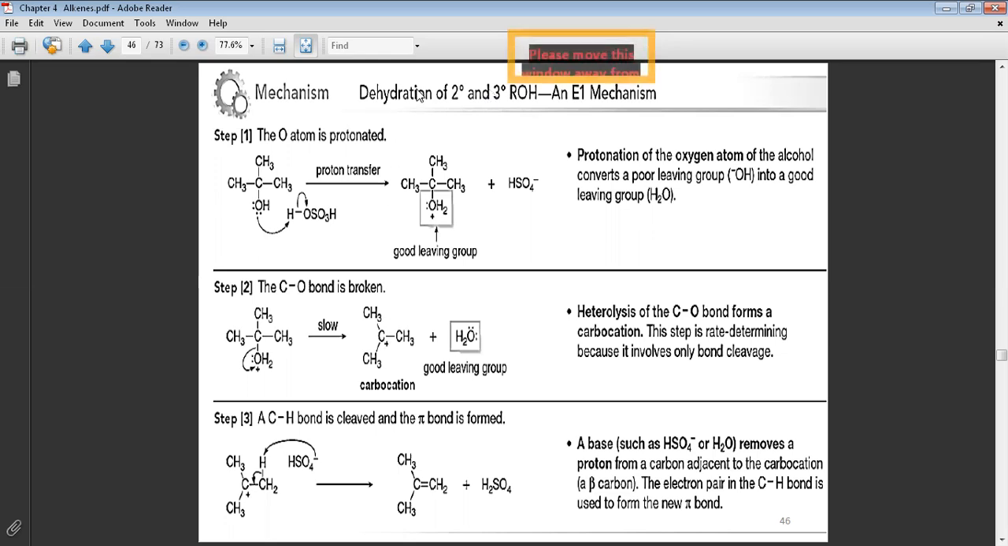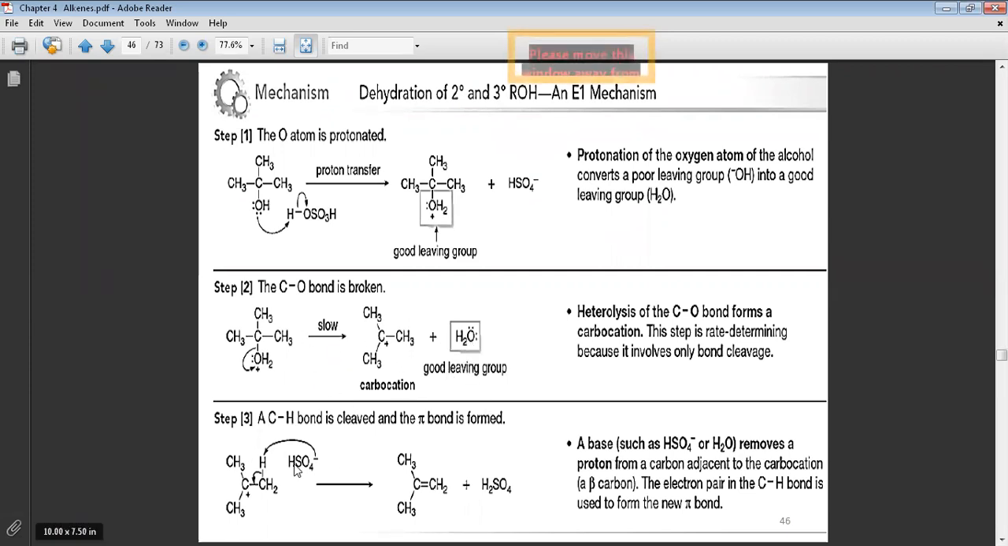A primary alcohol does not give you a stable carbocation. It will give you a primary carbocation, which is not stable. That means for secondary or tertiary alcohol, it will be by the E1 mechanism. For primary alcohol, it will be by the E2 mechanism. Why? Depending on the stability of the carbocation. Okay, focus on this, and this is the leaving group.